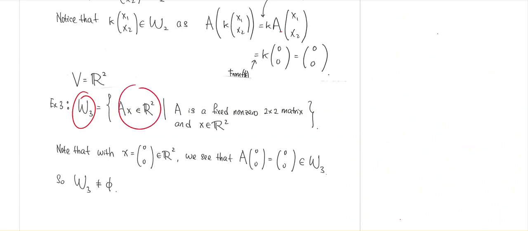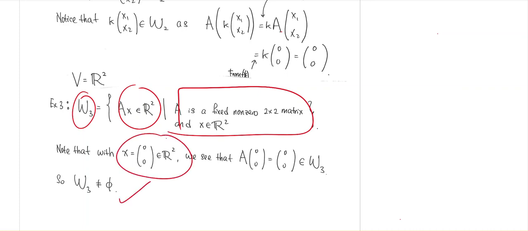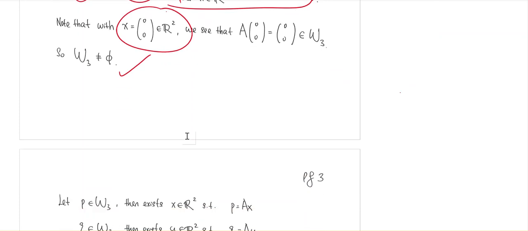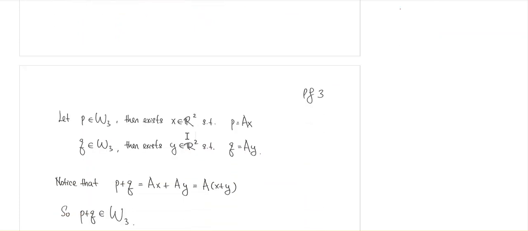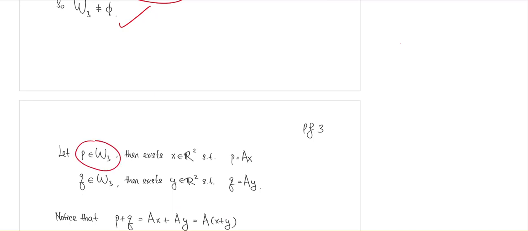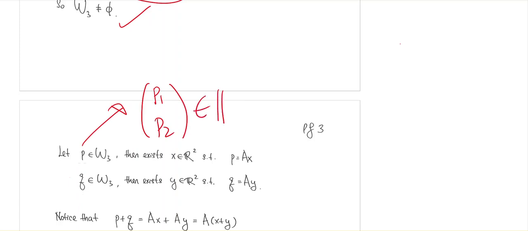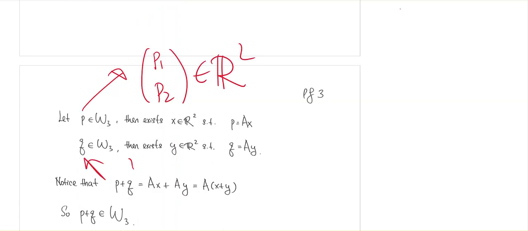But right now, if we follow this description of W3, W3 is the collection of all the 2 by 1 matrices, which are our column vectors, such that you have that. And we found that it's obviously not empty. Easiest possible example is this. Okay, cool. Now, let's take 2 elements from W3. Let's call one of the elements P and one of the elements Q, right? From the context, you know that P is P1, P2, which is in R2. Q looks like Q1, Q2, which is in R2, all right?